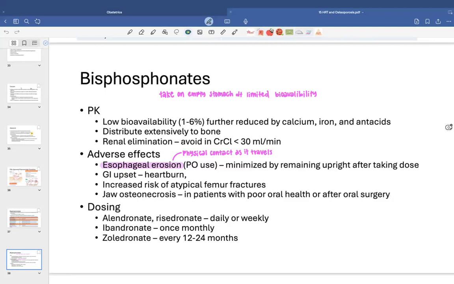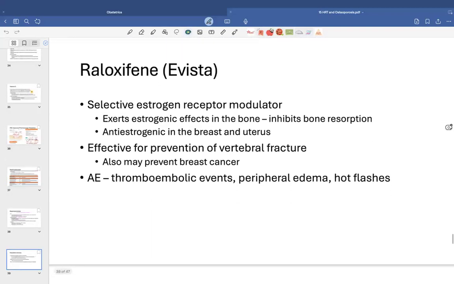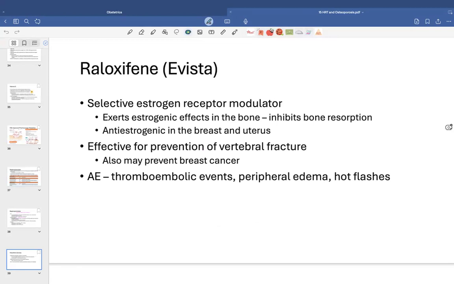But moving on to some of the other agents for osteoporosis, raloxifene, Evista. Again, this is the selective estrogen receptor modulator. It has estrogenic effects on the bone and anti-estrogen effects on the breast and uterus. So this can be part of a strategy to mitigate risk around postmenopausal osteoporosis, but it does carry some of the thromboembolic effects of estrogens that are taken by mouth.